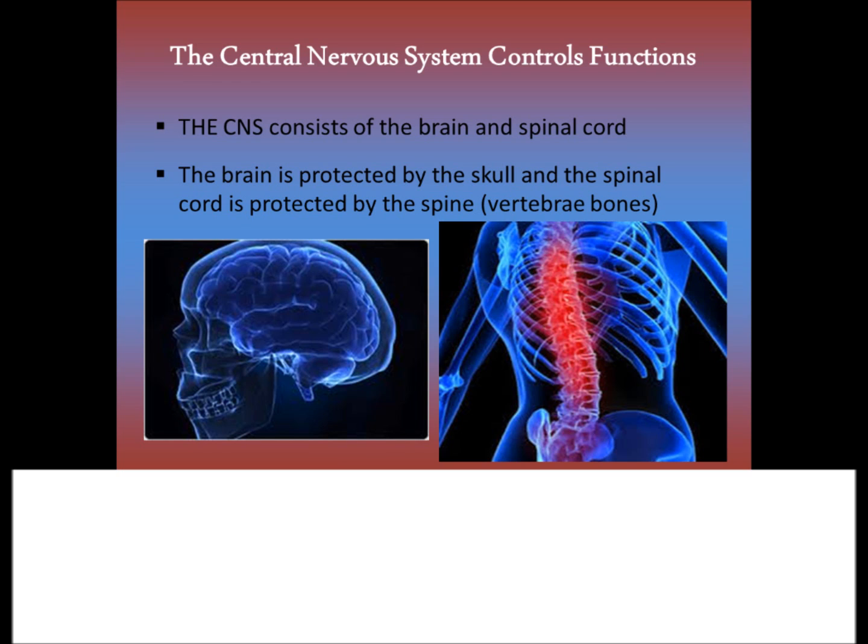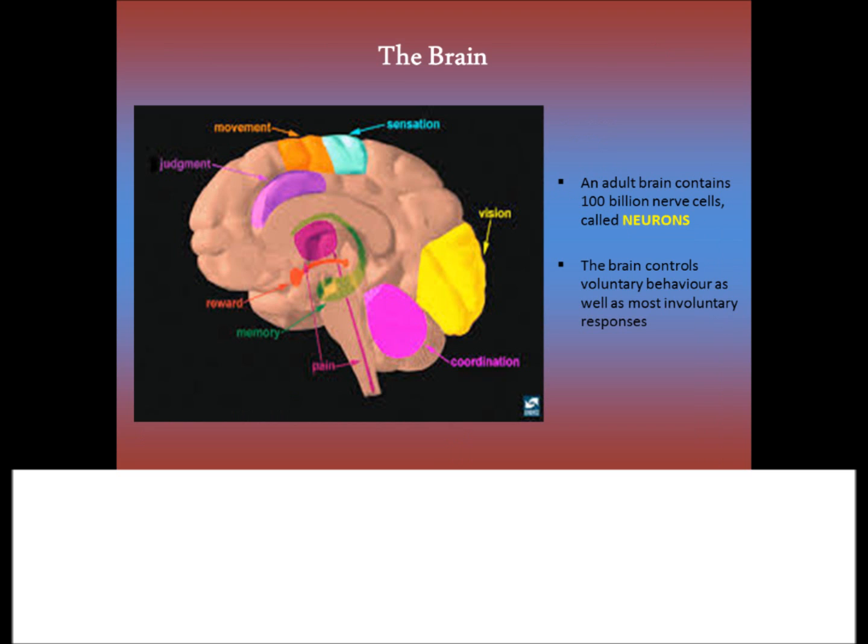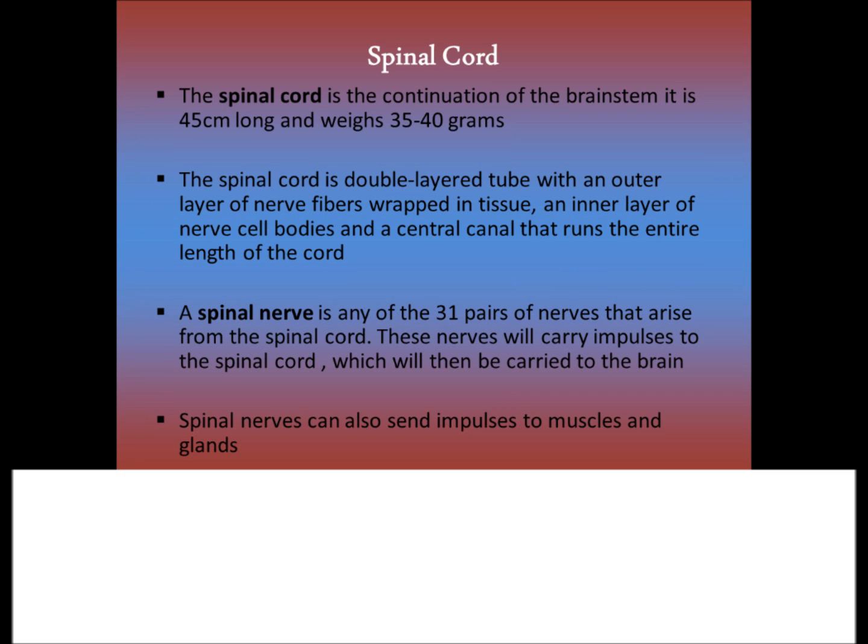Now, this spinal cord is very soft and fleshy, so it is protected by the spine, which are the vertebrae bones that you would see in X-ray. The brain is a very complex organ. An adult brain contains about 100 billion nerve cells, and these nerve cells are called neurons. The brain controls voluntary behavior that we voluntarily do, as well as involuntary responses, which are basically beyond our control. The spinal cord is a continuation of the brainstem, and the brainstem, if you look at the previous diagram, is the very lower part of the brain.